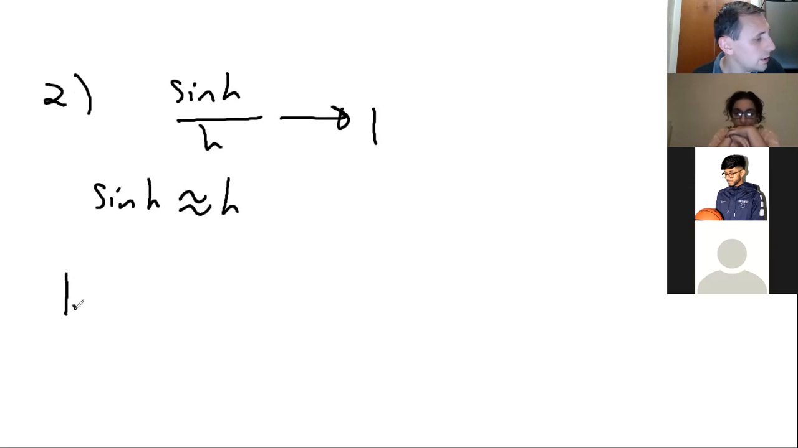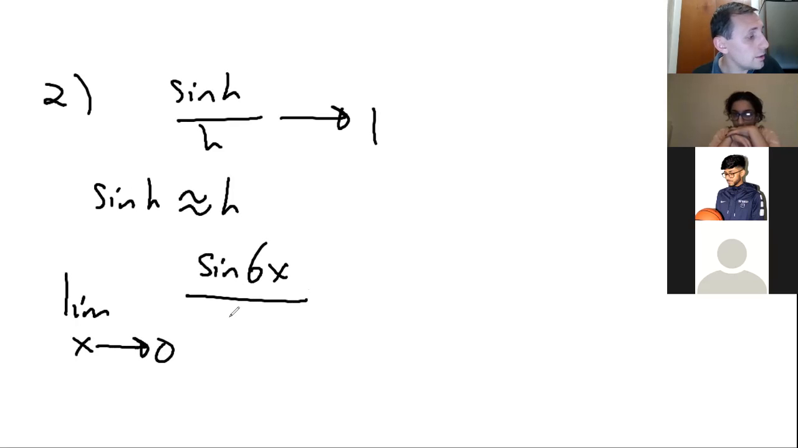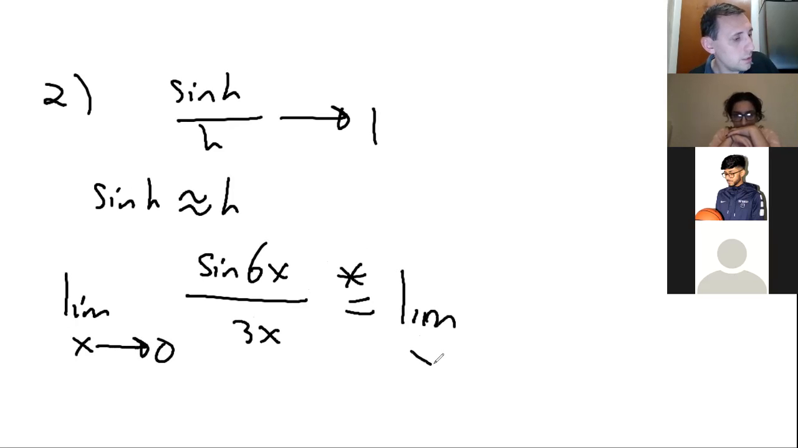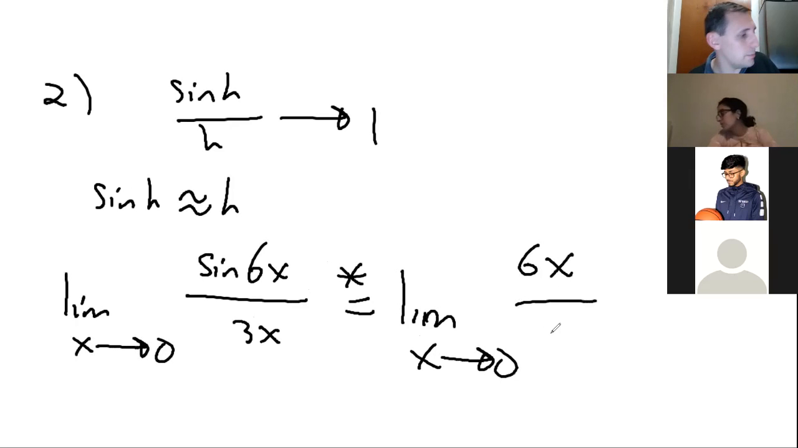So when I take the limit as x goes to 0 of sine of 6x over 3x, I'm saying this is the same limit. They're not equal. I put a star here, the same limit as simply the limit where x goes to 0 of 6x divided by 3x, which is 2.